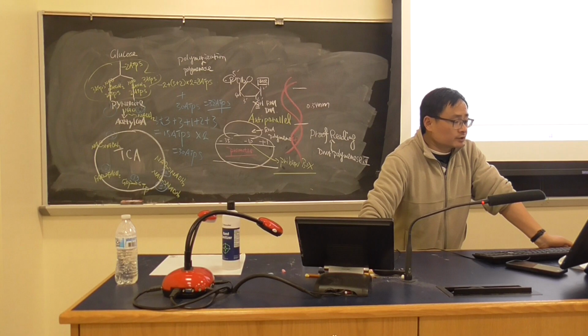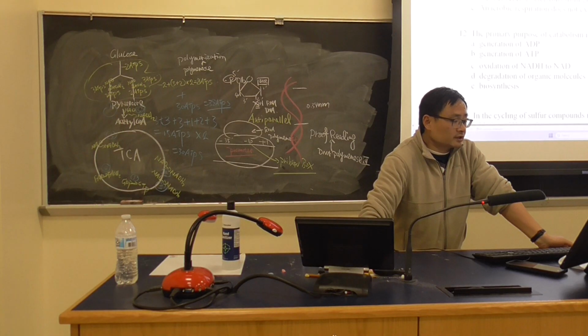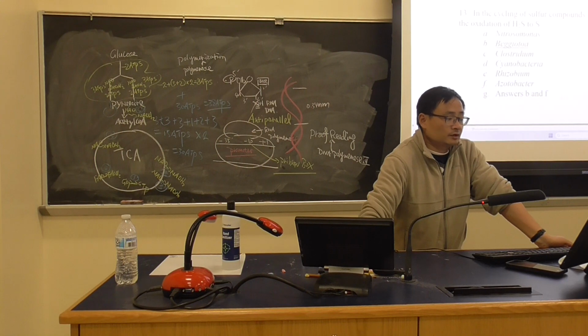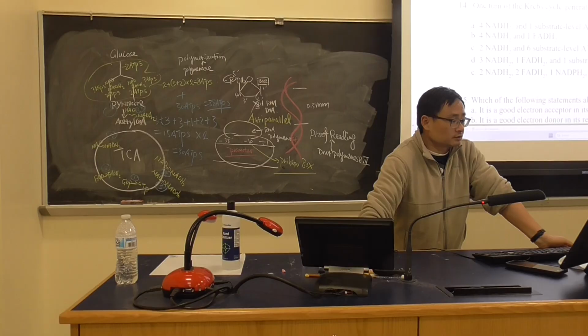How are aerobic respiration and anaerobic respiration similar? They both use an inorganic molecule as a terminal electron acceptor. What is the primary purpose of catabolism? Generate ATP. Anabolism uses ATP. Oh, this is hard. Which one? Oh, we don't have to worry about this one, you can cross this one out.